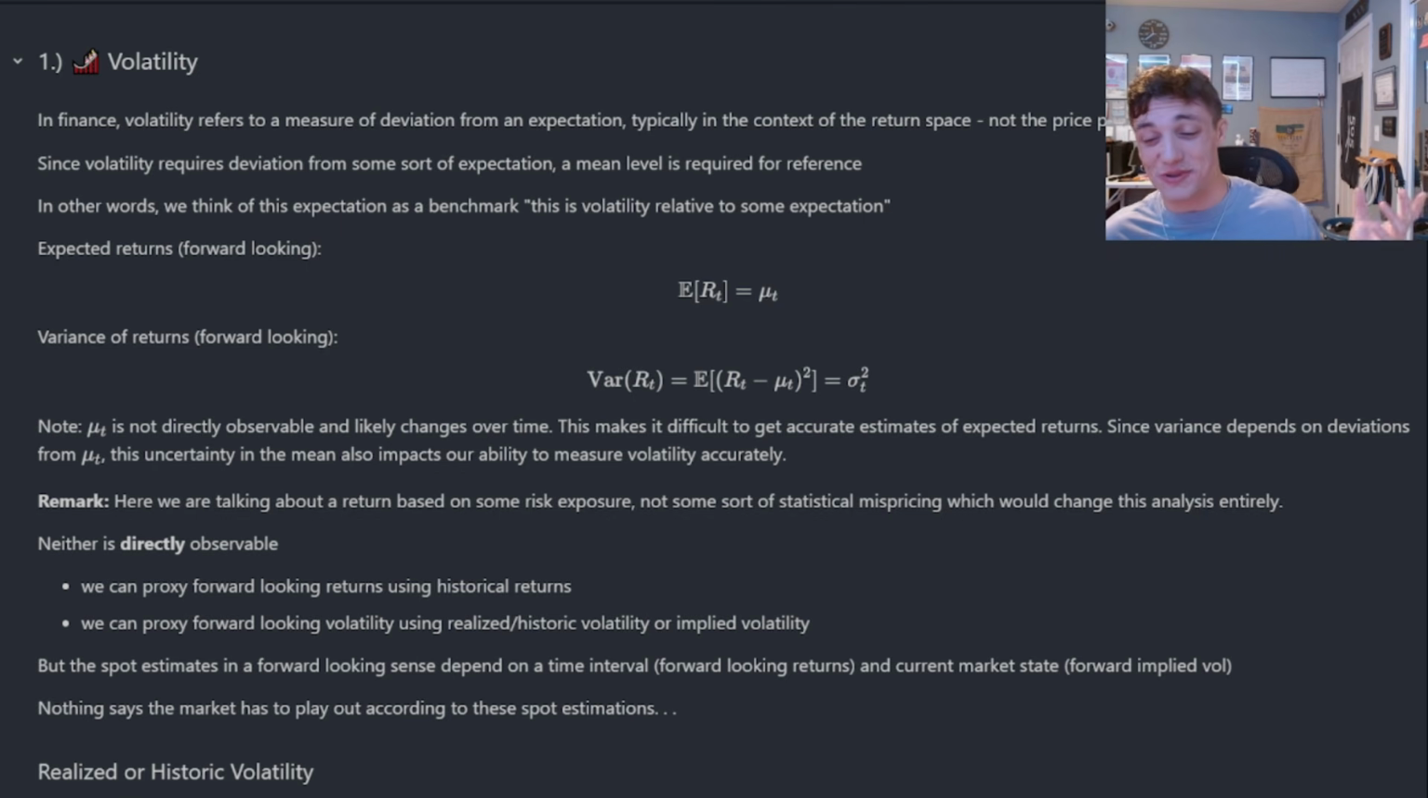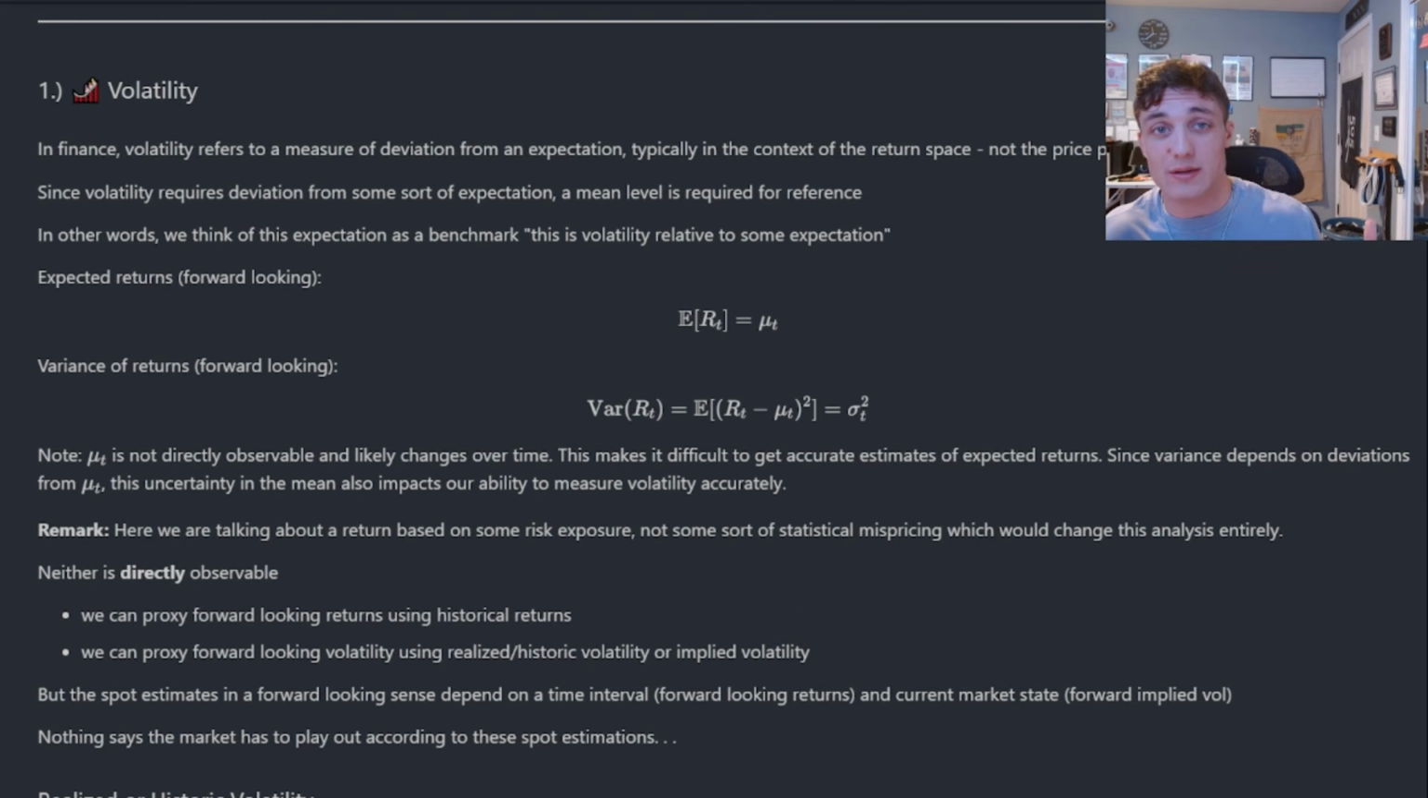And things get tricky here really quickly because immediately we are confronted with a question. What is the expectation? We can't just go out into the market and observe volatility. We need to create some sort of benchmark expectation that we're measuring fluctuations around and deviations away from. So what should that be?